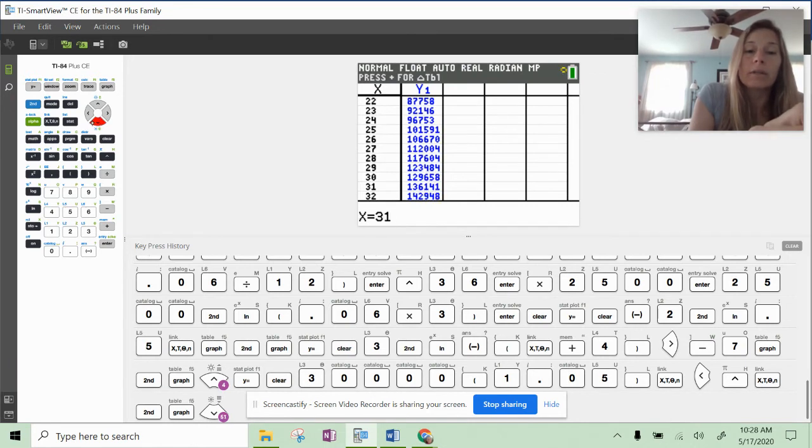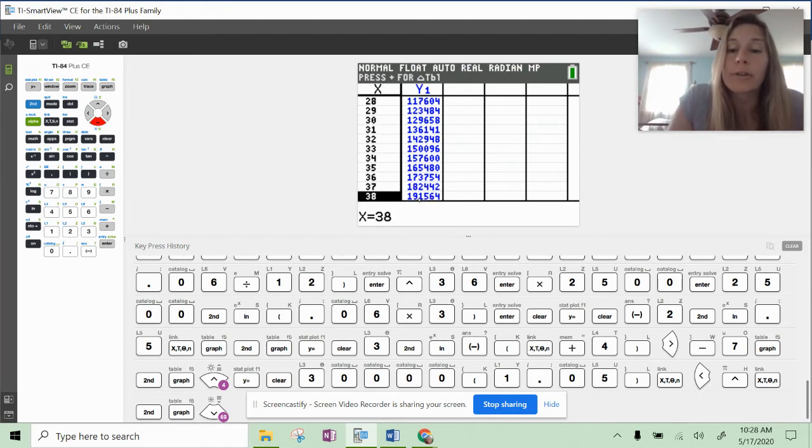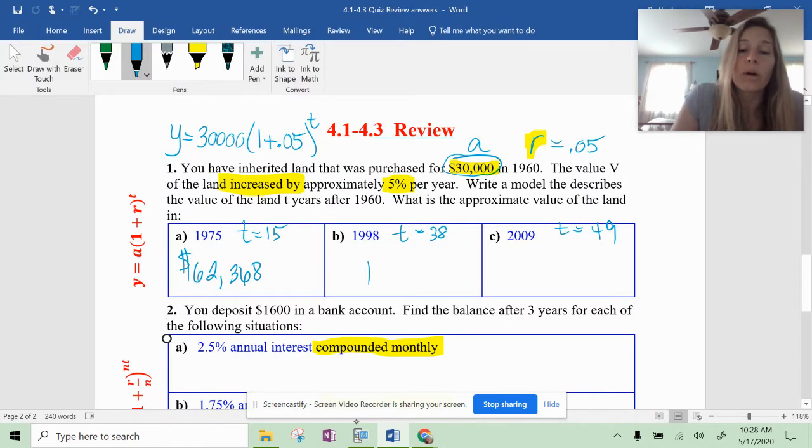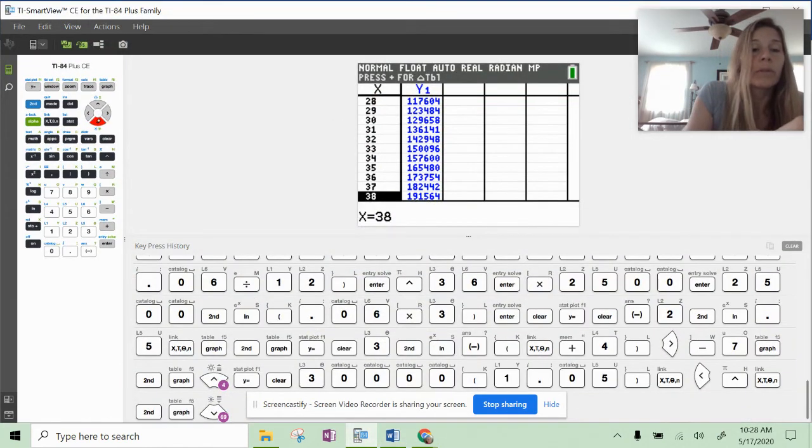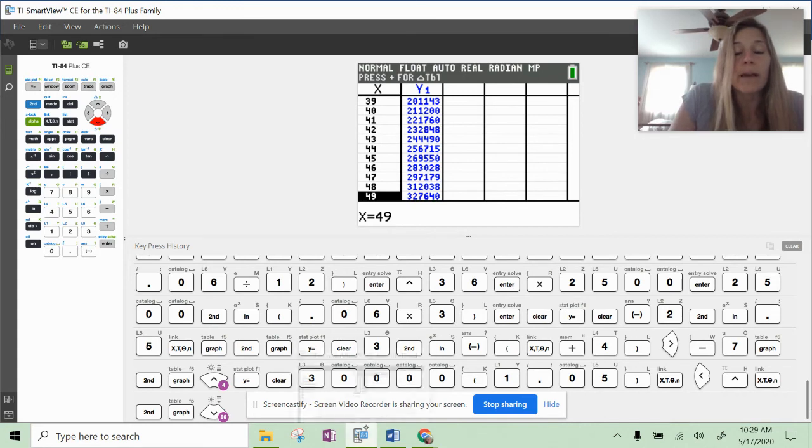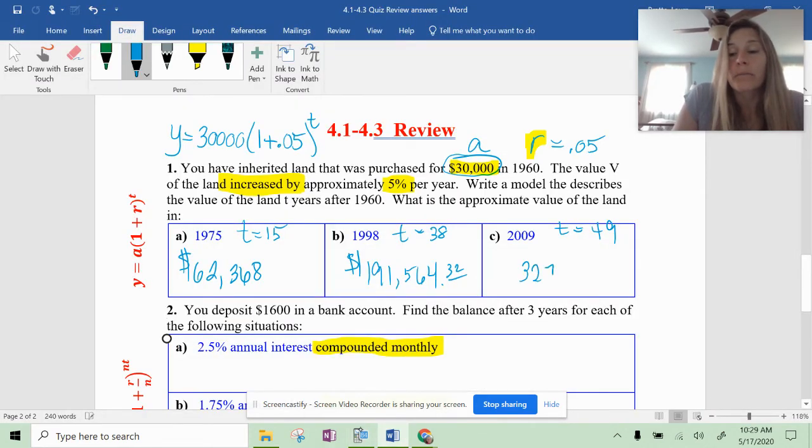the only downside to doing it this way is the scrolling if you have a high number to go to. And that's 191,564. And it was actually 32 cents if you did it individually. And then 49, and if you don't have that cents, it's fine. It'll be multiple choice anyway, so you won't have to worry about that. 327,640.